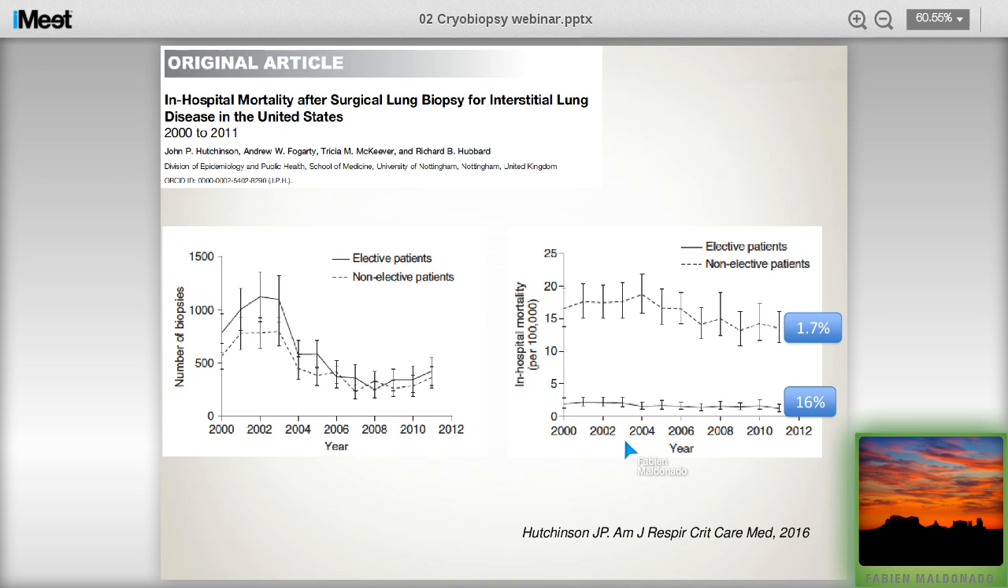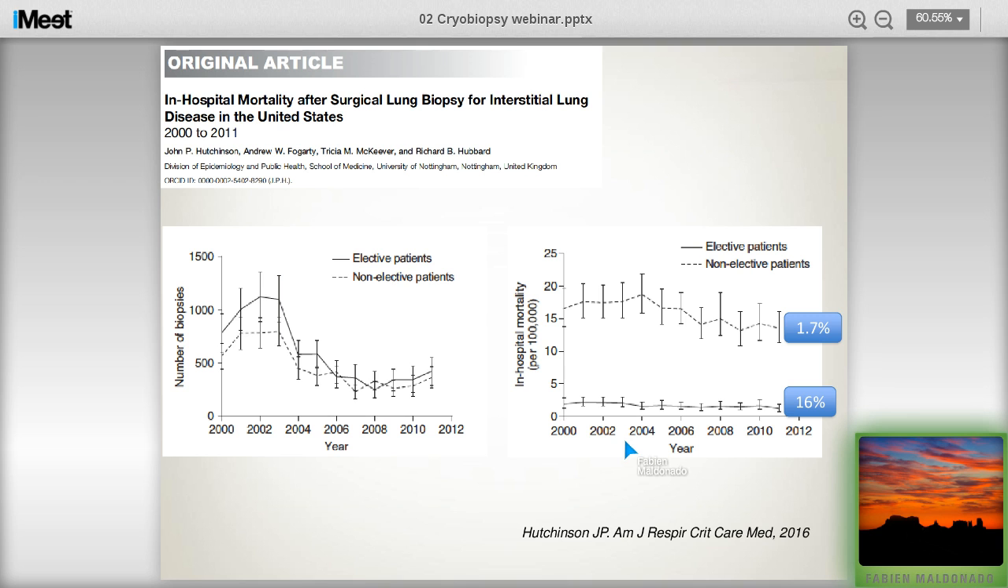Now, at a meeting that I was at, Tom Colby pointed out to me that this actually represents more than 10,000 deaths from surgical lung biopsy during that study period, which seems amazing, but is in fact true. And so clearly we need to come up with better solutions if indeed histology remains a critical part of the diagnosis. Now, you've seen these papers before.